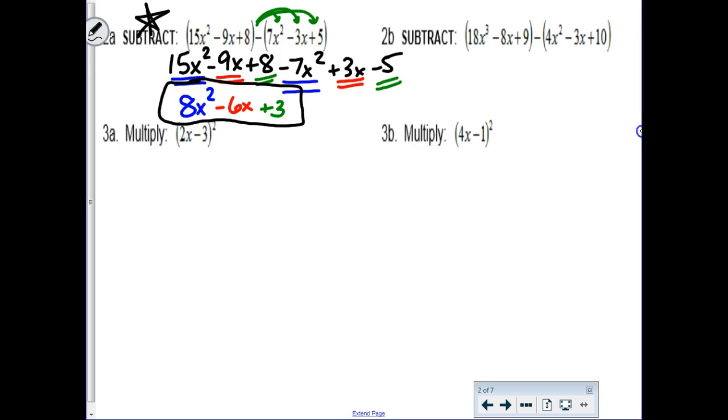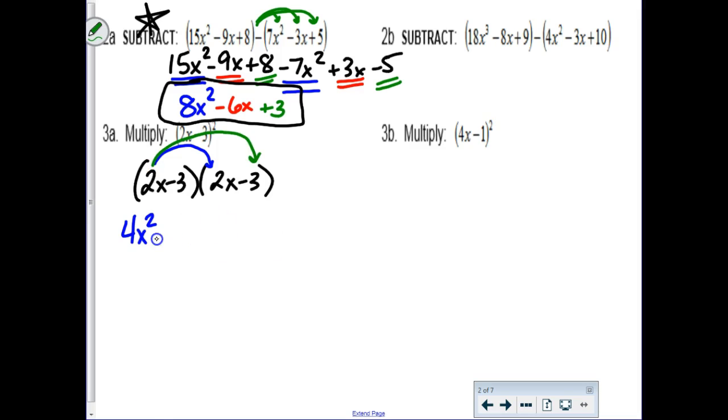Alright, 3a, very good question to do right before the SAT test. When you have a binomial squared like this, you have to first rewrite it as two of the binomials multiplied together, because that's really what it's saying. And then it's a game of distribution. So 2x times another 2x would be 4x squared. And then we have 2x times negative 3, which is negative 6x. And then we're going to keep distributing. So negative 3 times 2x is another negative 6x. We'll take care of that in a minute.